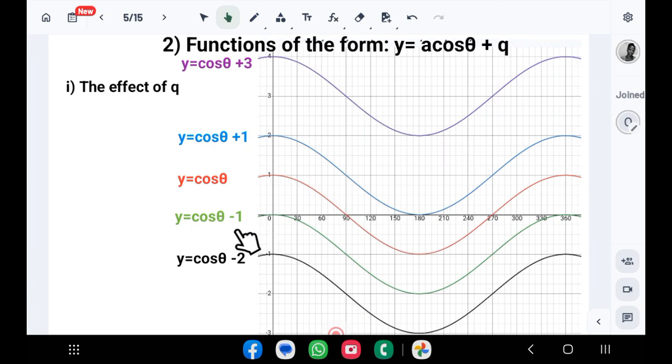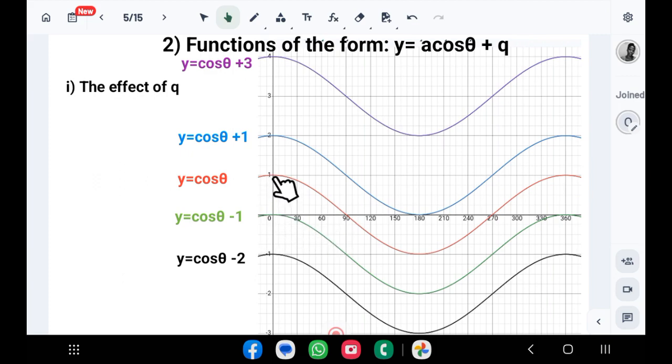Now, what happens when your q is negative 1? When your q is negative 1, remember we said when q is negative, that means you're shifting it down. So when your q is negative 1, that means it was shifted down. The negative tells you the direction down, and the 1 tells you how many units it was shifted by. It was shifted by 1 unit. In which direction? Down, because it is negative 1.